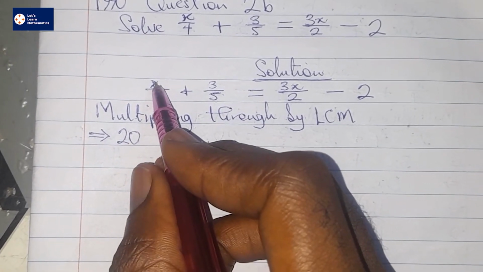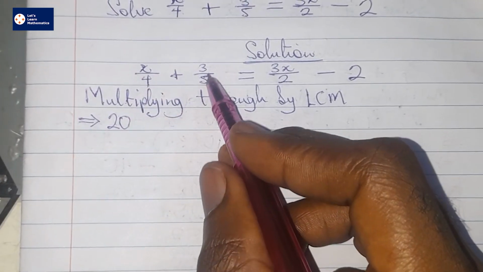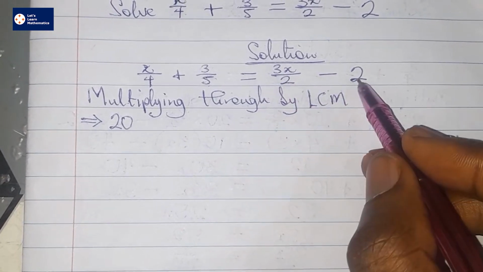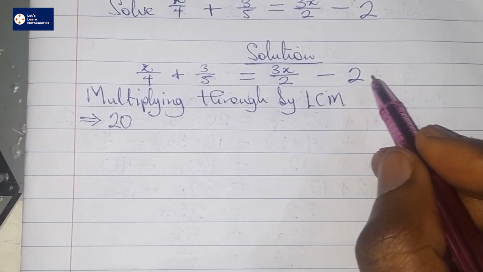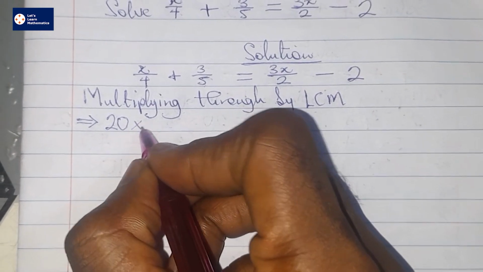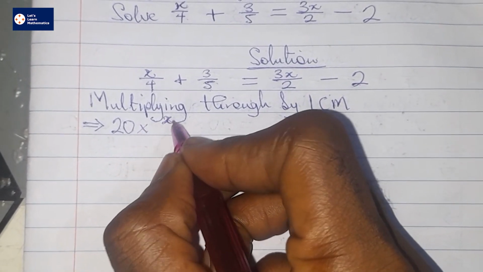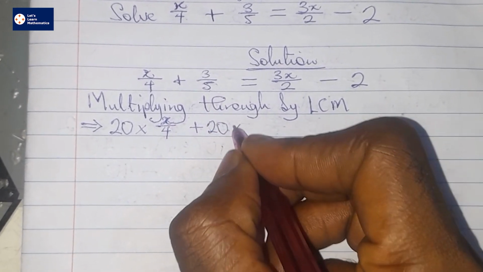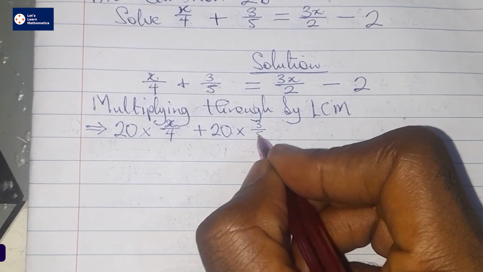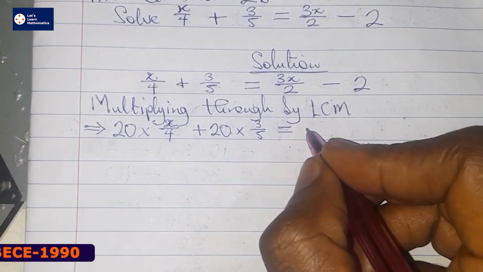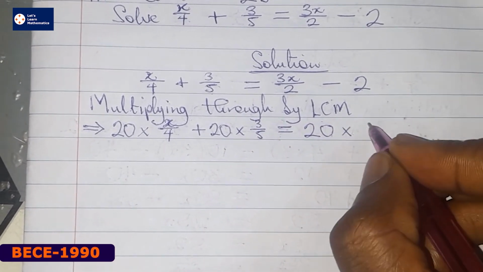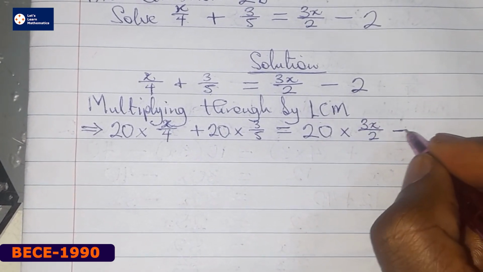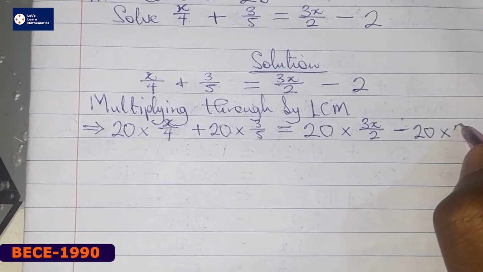So I'll multiply x over 4 by 20, I'll multiply 3 over 5 by 20, 3x over 2 also by 20, and then negative 2 also by 20. So I have 20 times x over 4 plus 20 times 3 over 5, that is equal to 20 times 3x over 2 minus 20 times 2.